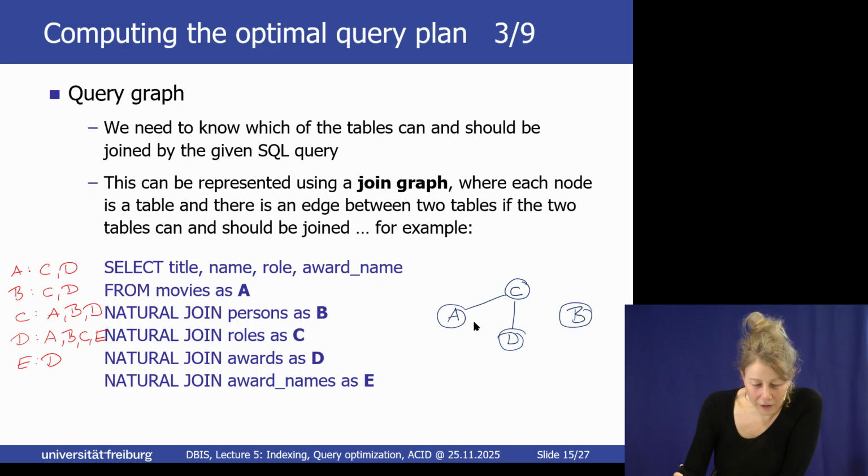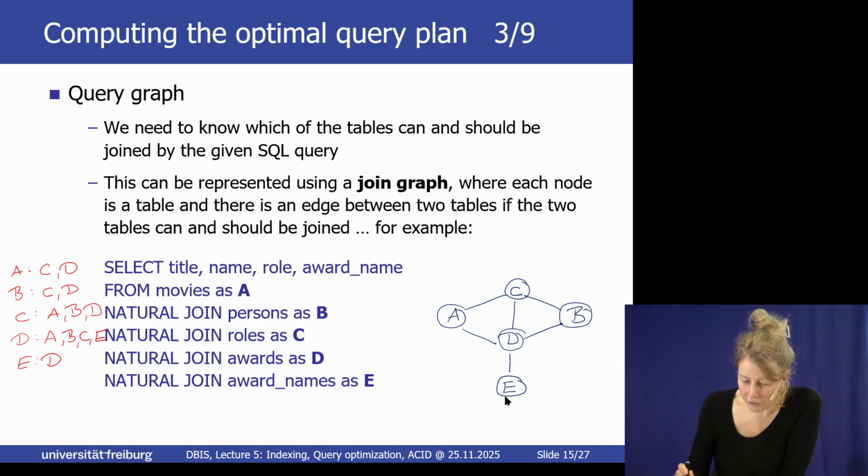A is connected to C and D, right? B can be joined with C and D. A cannot be joined with... it's not important whether I have a crossing here or not. D can be joined with E. That looks nice. What am I missing? D now has A, B, C, E.